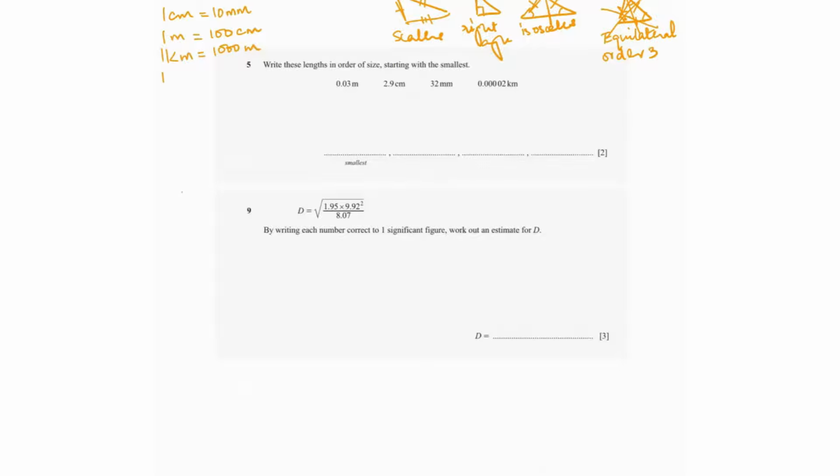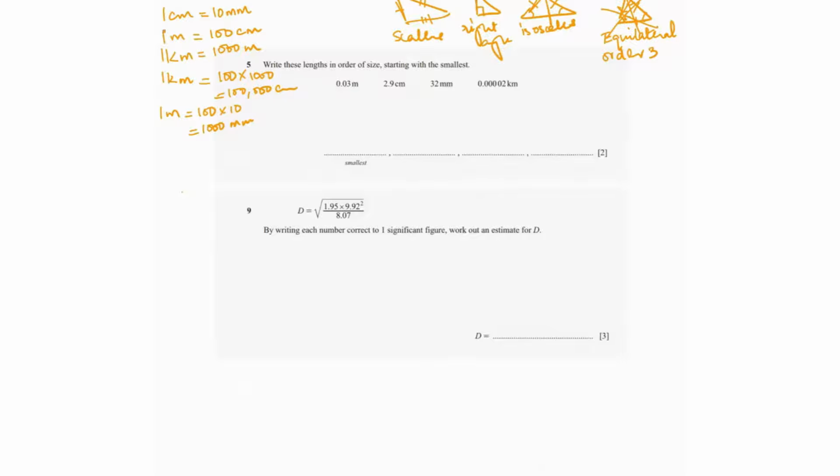And if you want to write 1 kilometer as centimeters, that's going to be 100 times 1,000. So that's 100,000 centimeters. And if you want to write 1 meter into millimeters, let's say that's going to be 100 times 10. That's 1,000 millimeters. So this is how you can convert them into different measurements, but make sure that you convert the bigger ones into smaller ones to compare easily.